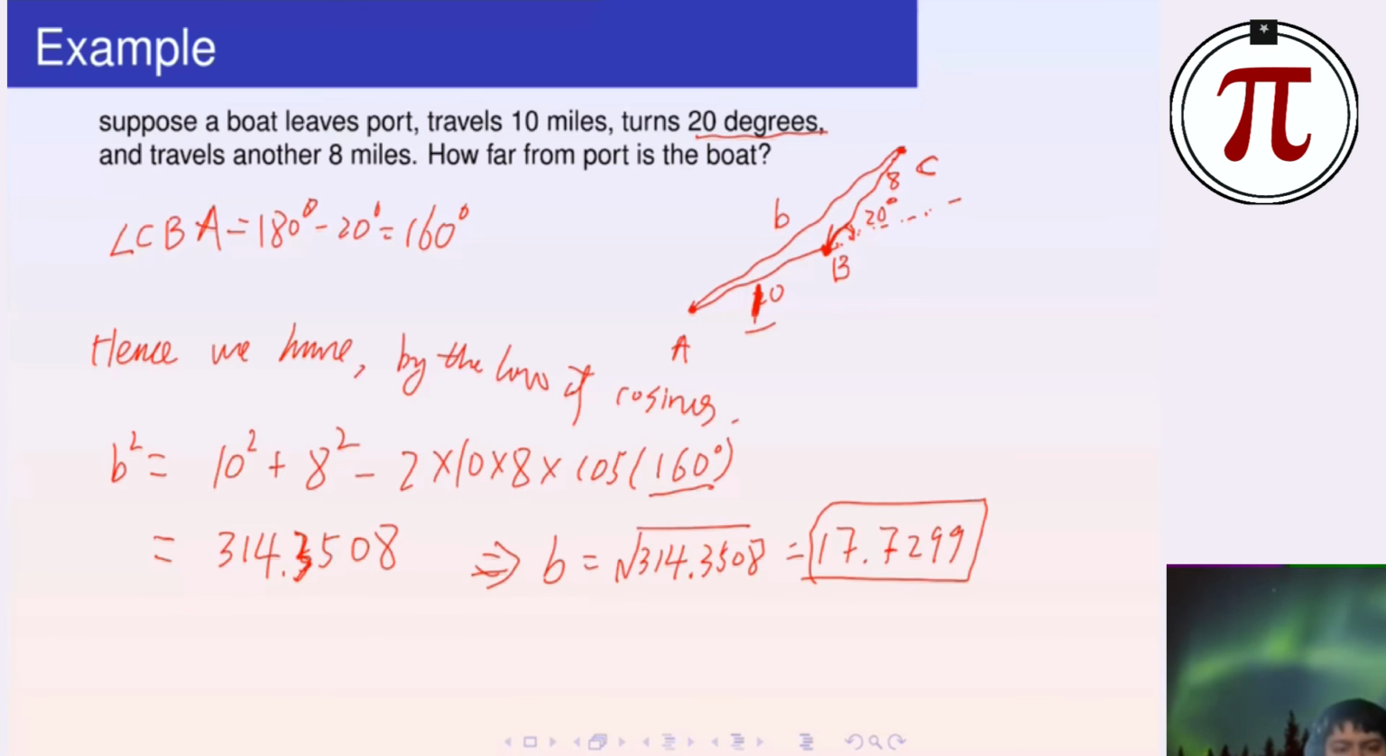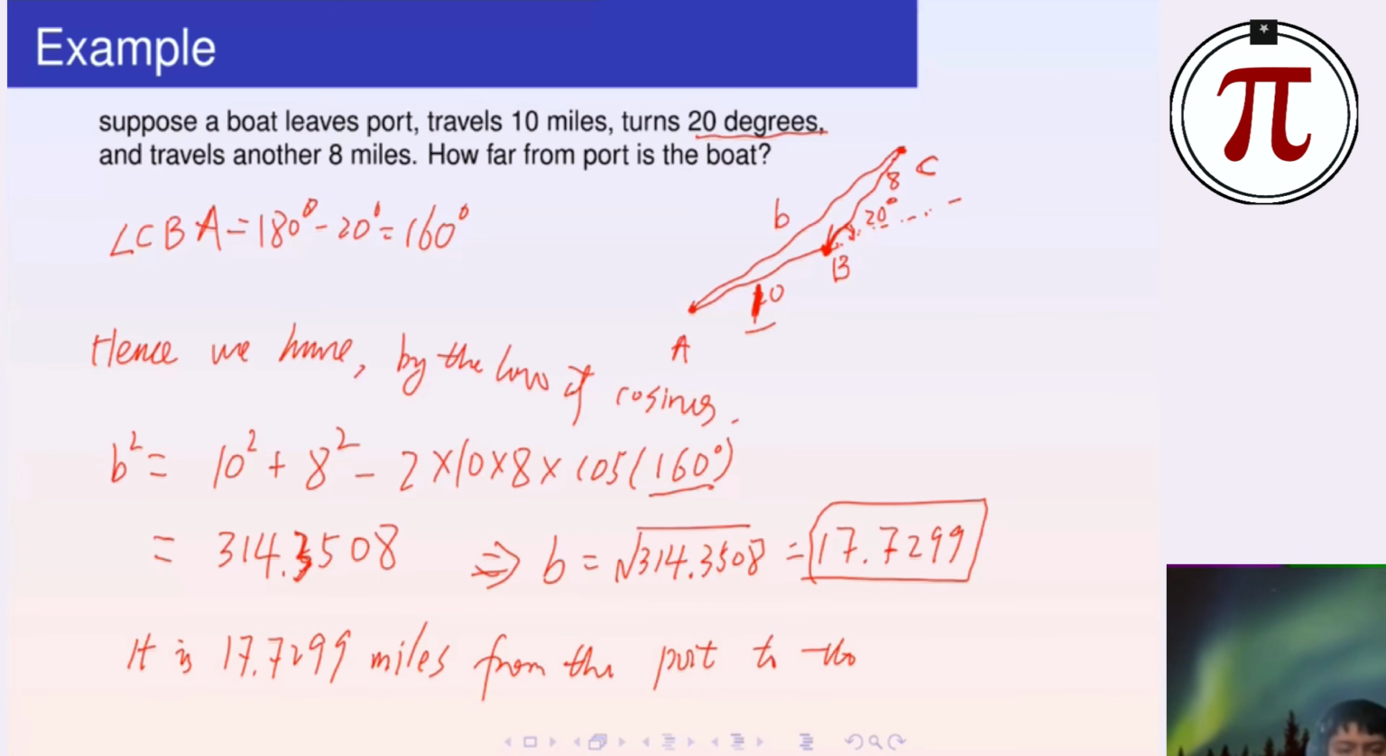So it is 17.7299 miles from the port to the boat. Make sense? Okay, all right.